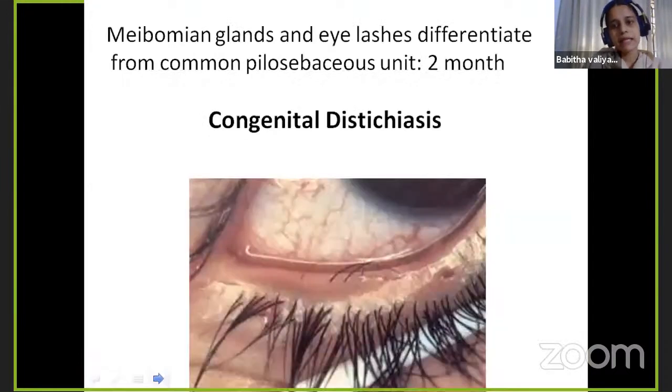Then meibomian glands and eyelashes differentiate from a common pilosebaceous unit by about 2 months of gestation. Their defective differentiation leads to congenital distichiasis. It is characterized by an additional row of eyelashes, and these lashes are directed towards the eyeball and cause irritation of the conjunctiva and recurrent erosion of the corneal epithelium. The treatment for this includes epilation.